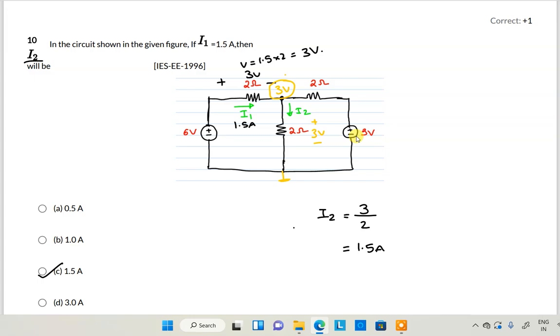Okay, so how will you know? This is the procedure to find out. Whenever you practice more and more problems, then you can play with the circuits, right? So that's why practice more and more tests, then you will get success in the examination. Option C is the correct option.